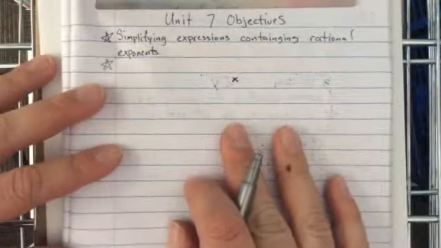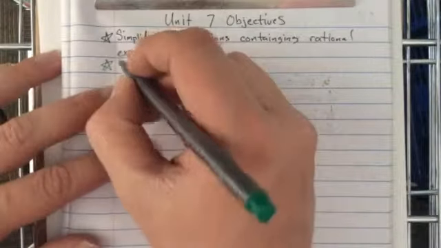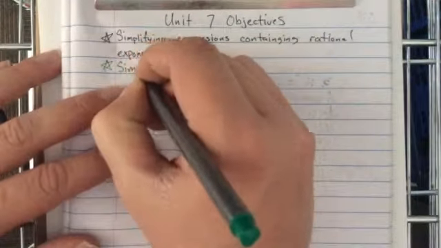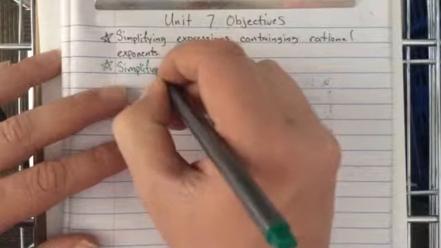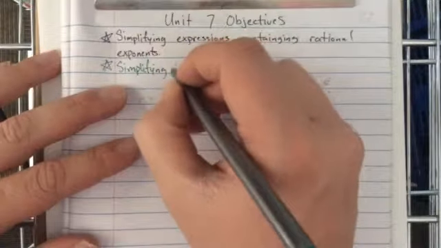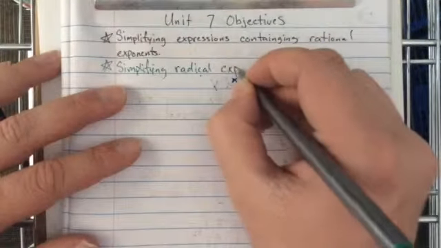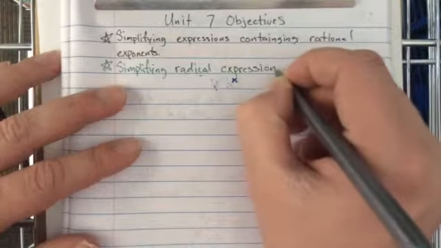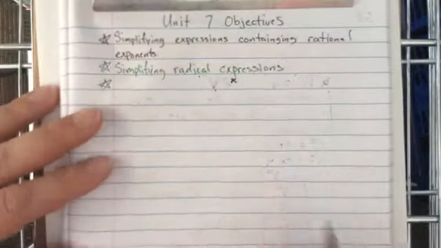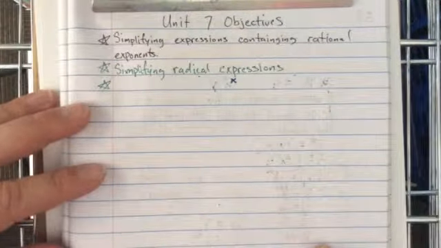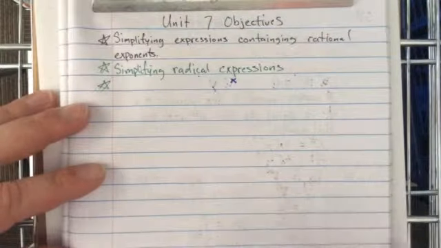Our Unit 7 objectives. Today we're going to talk about simplifying radical expressions. And we're also going to talk about simplifying fractional radical expressions.